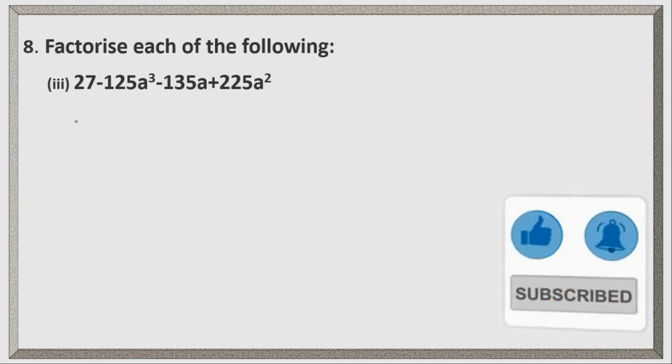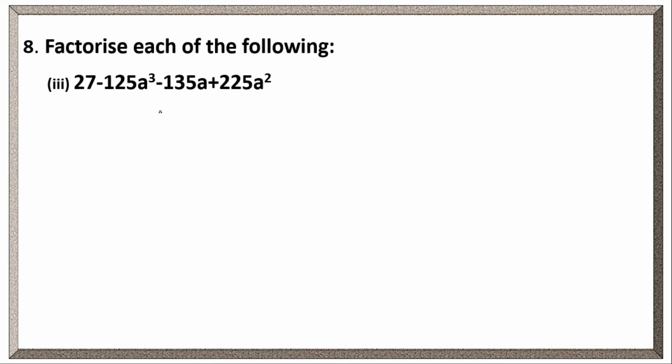Let's see the third bit. 27 minus 125a cube minus 135a plus 225a square. So this is the given problem which we have to factorize. How can we factorize? By using the identity here. Okay. Now 27 can be written as cube of 3. Yes or not? 3 into 3 into 3 will become 27. So here we can write it as 3 cube minus 125 can be written as 5 into 5 into 5, 5 cube. 5 cube a cube means (5a) whole cube.